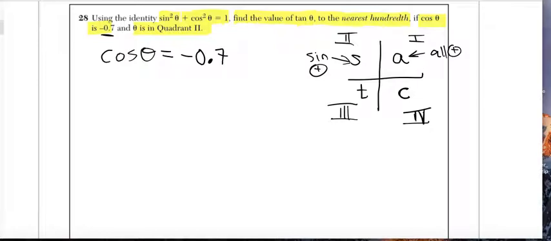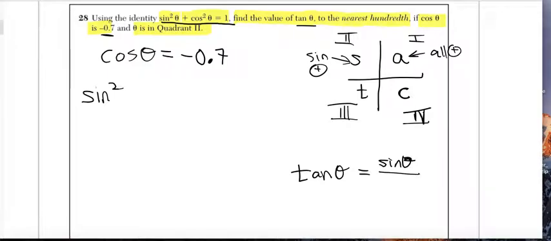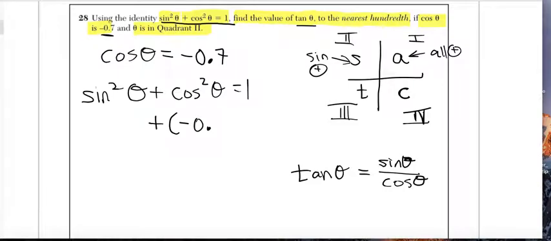So we have to find the value of sine theta first, making sure it'll be positive, and then we'll find tan theta. So let's find sine theta first. And then we'll use the fact that tangent theta is equal to sine theta over cosine theta. That's the way that I thought about doing it, all right? There might have been other ways, but let's do this first. So sine squared of theta plus cosine squared of theta is equal to 1. So I'm going to replace cosine squared theta with -0.7 squared.